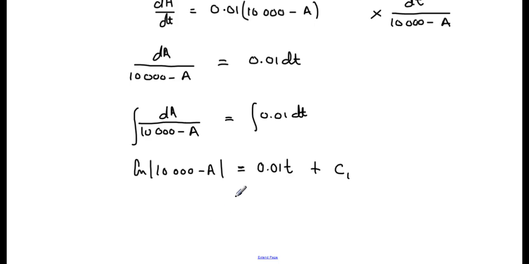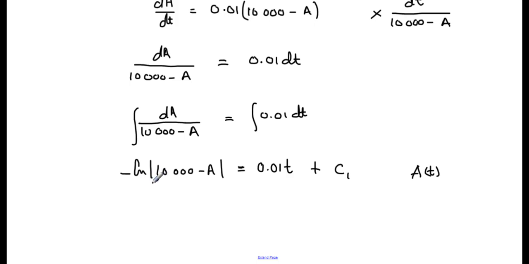Now, I think we're done with integration. So now what we've got to do is find a way of expressing A of t, that is, expressing A as an explicit function of t. Sorry, there's something missing here. The derivative of this is minus 1, so we need to divide the right side of the integral by minus 1, which will give us minus ln of that. I hope you note that very well.